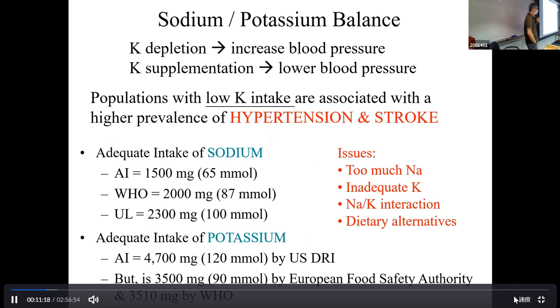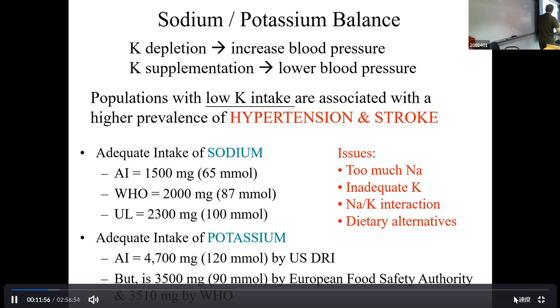Sodium and potassium have significant interaction, okay? Something that if you already know, that's good. If you forget already, this is a reminder. If you are potassium depleted, then your pressure goes up. When you give potassium or add potassium to the diet, your blood pressure goes down. Potassium is counteracting sodium in a significant way.